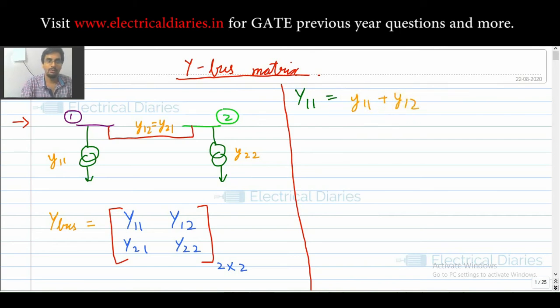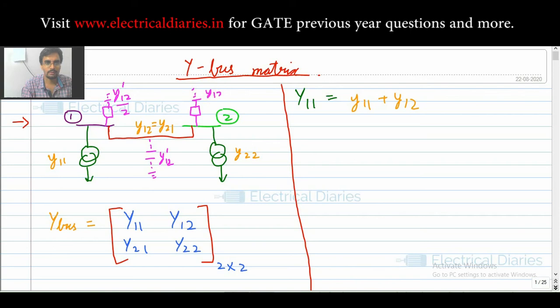Now we will also include one more thing in the question. If there is a capacitance of the line, the capacitance of the line is equally divided at both its ends. Let the capacitance of this line be y12 dash. It will be divided in two parts for the Y bus matrix: one we will connect to bus 1, in this fashion, y12 dash by 2, and one will connect to bus 2.